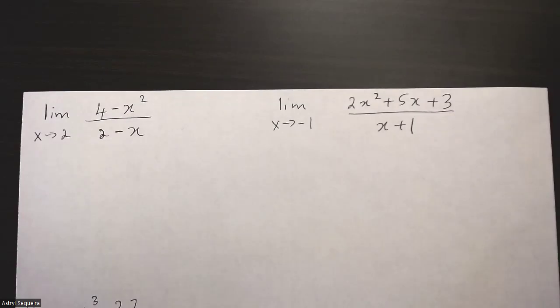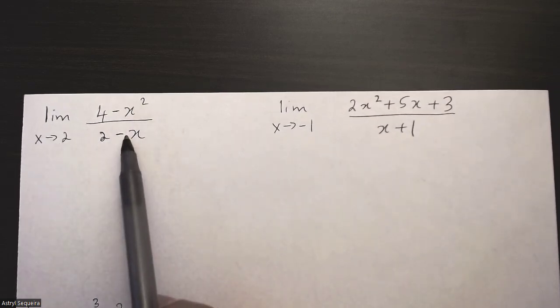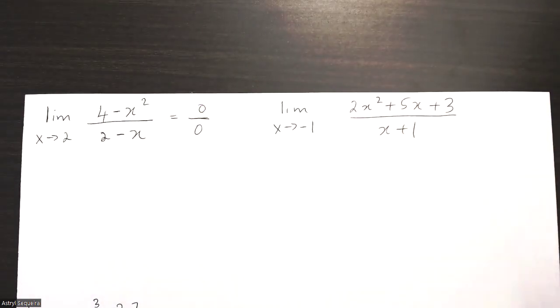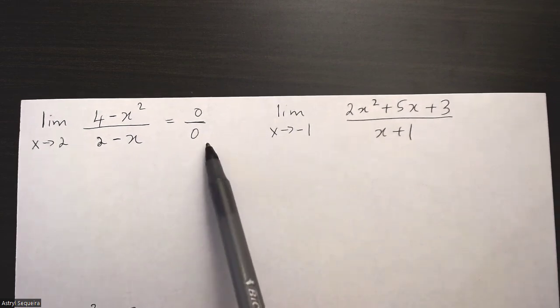All right, in this video, we are going to evaluate these limits, and we are going to use factoring because in all these questions, the method of factoring applies. Let's take a look at this first question here. If I sub in my limit of 2 into this question, I will get 0 divided by 0, which means I have to simplify it because that's an indeterminate form.